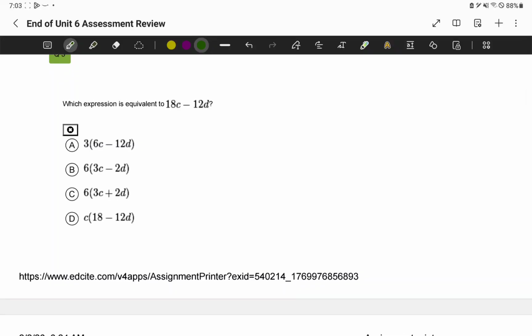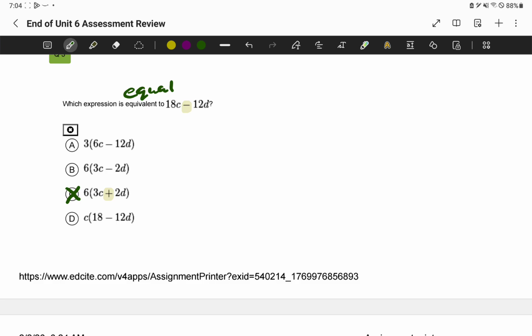And so now, which expression is equal? Okay, equivalent just means equal to 18c minus 12d. Now, we can get rid of one choice right away. Okay, that's a minus sign. That's a plus sign. Goodbye, choice C. Okay, that's easy.